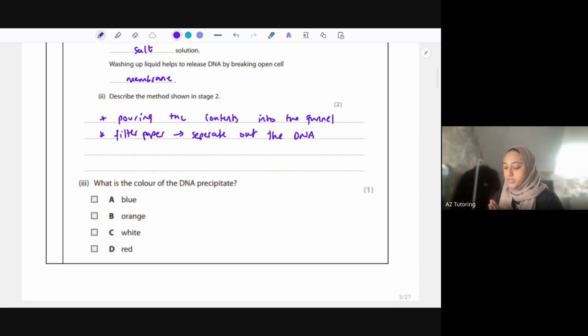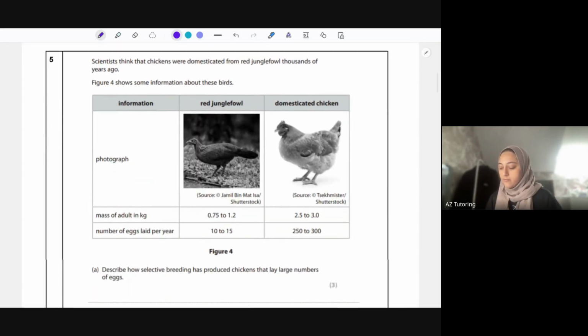Okay, what is the color of the DNA precipitate? The precipitate that comes out at the end with all these DNA experiments is always white. That's something that you do need to remember. Okay, moving on to the next question.